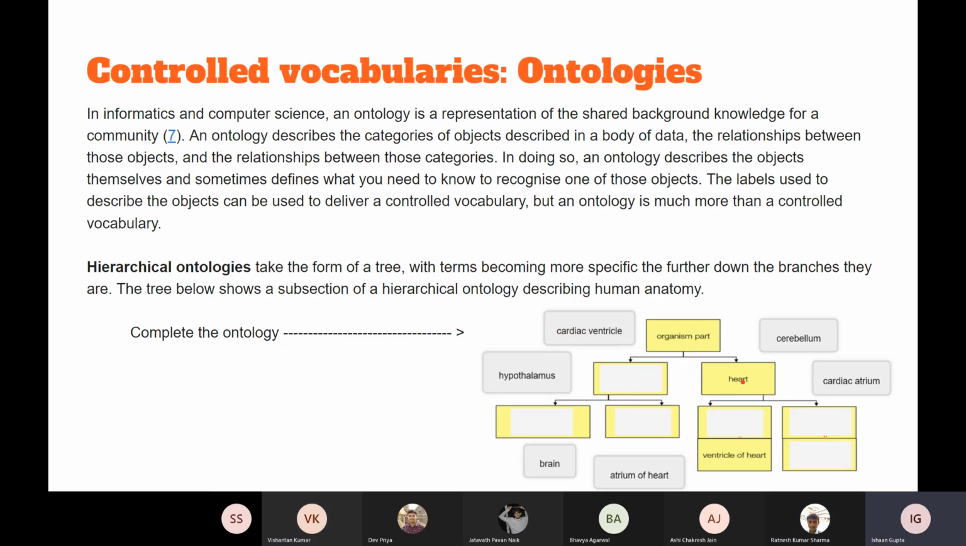Okay, now let's go to heart here. Below the heart, you have the ventricle of the heart, right? And there are three other things. Atrium of heart. Atrium should come here.